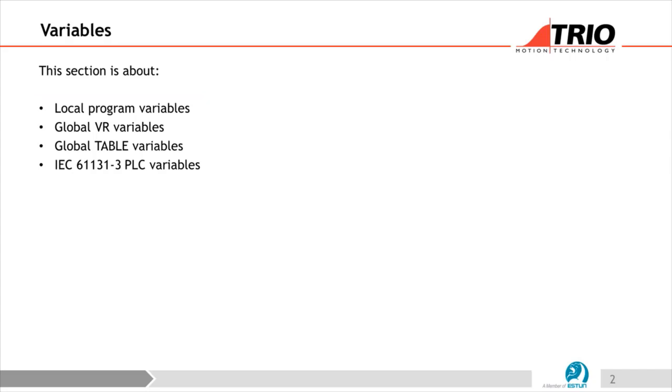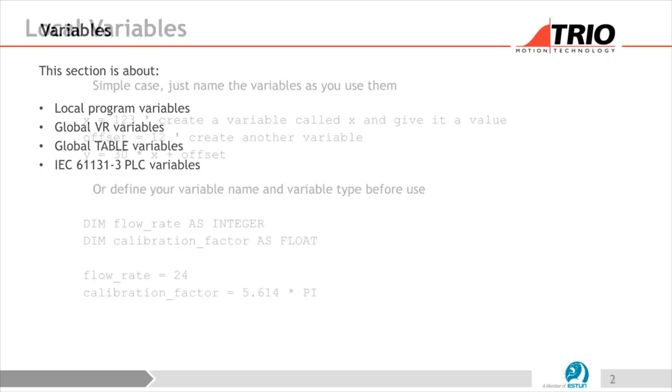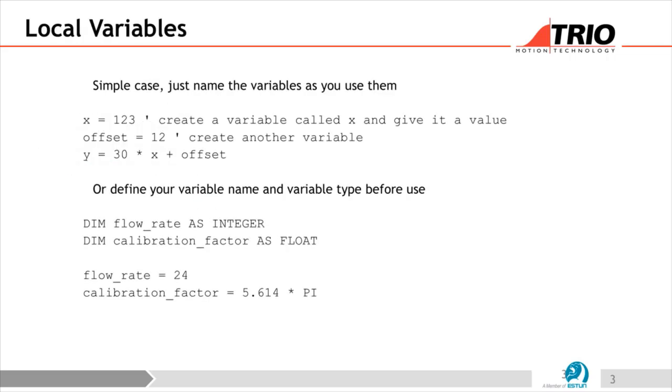Now there are three other variable types mentioned there. What we call global variables, two types, VRs and table, and the IEC PLC language has its own variables. I only mention that because some people will be using the PLC at the same time as the BASIC. So there's our simple case of a variable that we've named. So we've got the X named, offset named. So these are just names you just create.